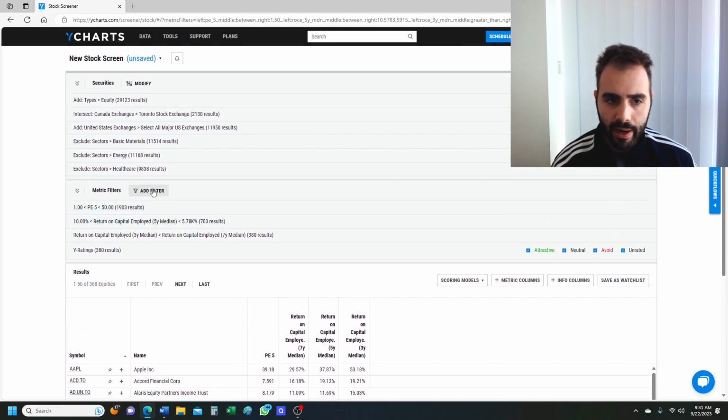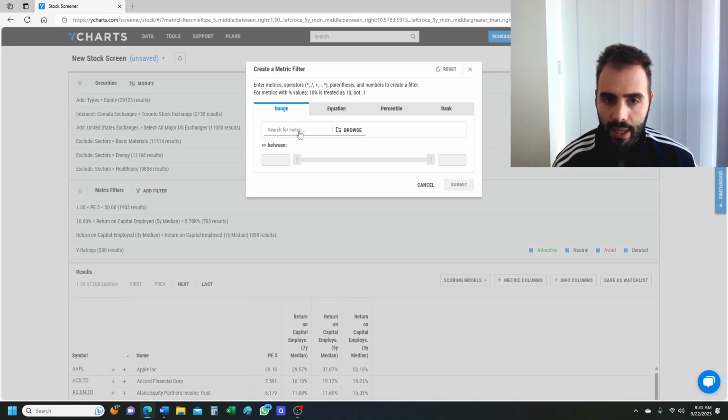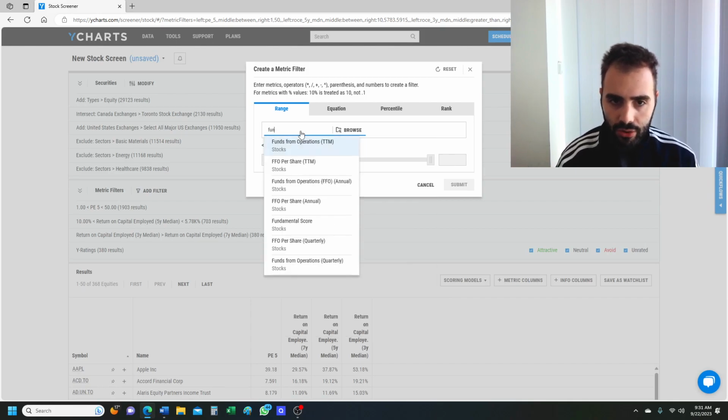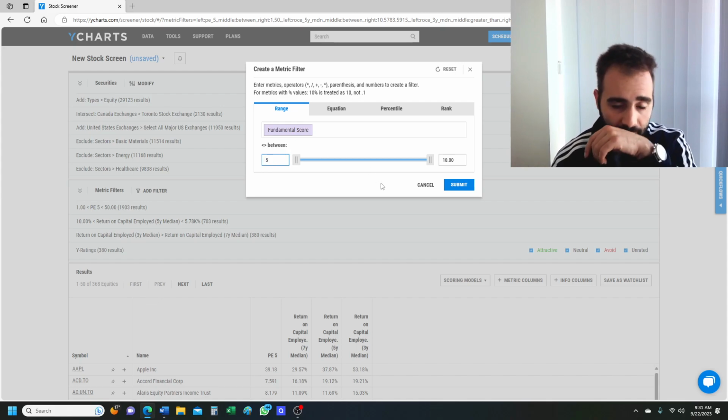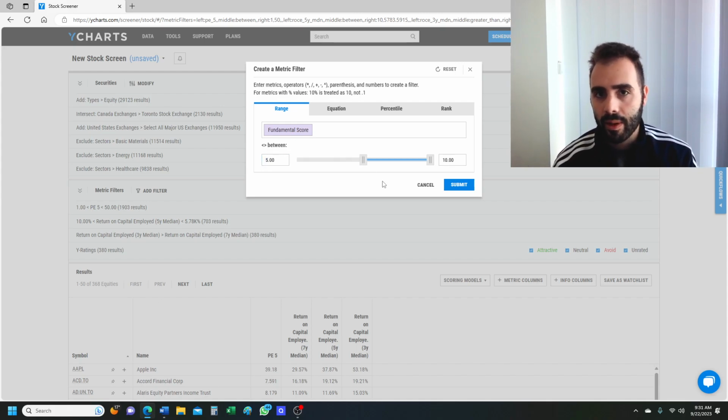Y-Charts has a proprietary balance sheet health check, which you can apply if you search fundamental score and set it at a minimum of 5 or something. What that will mean is it's probably going to eliminate companies with really unhealthy balance sheets.